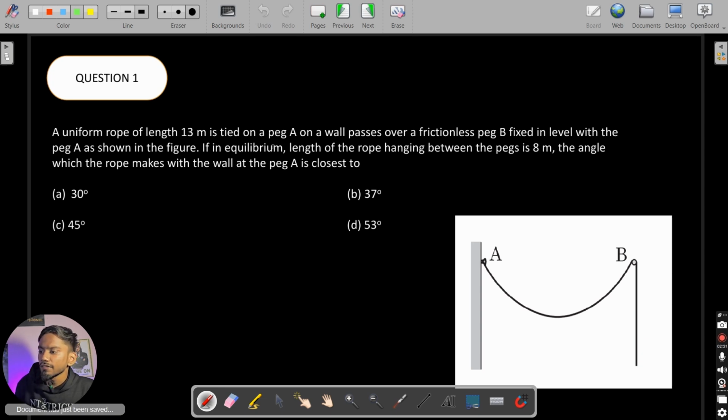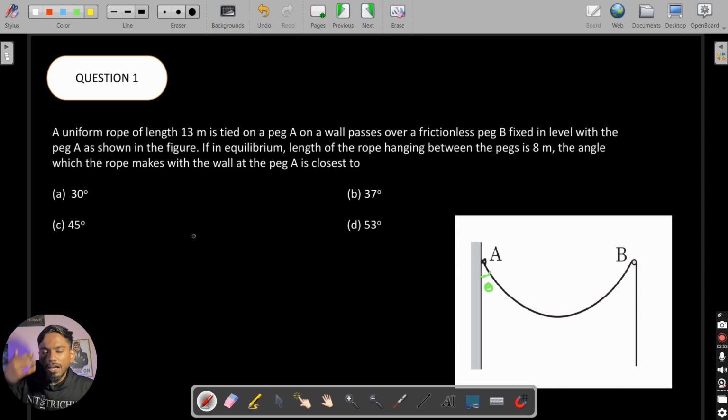Very good, okay. If the equilibrium length of the rope hanging between the pegs is 8 meters, the angle which the rope makes with the wall at the peg A is closest to how much? They are asking you to find this angle theta, if I mention this as theta. Not a tough question.